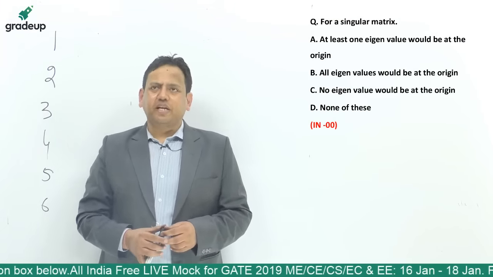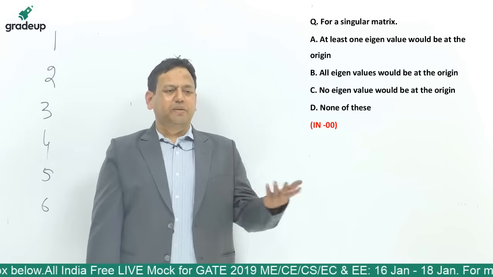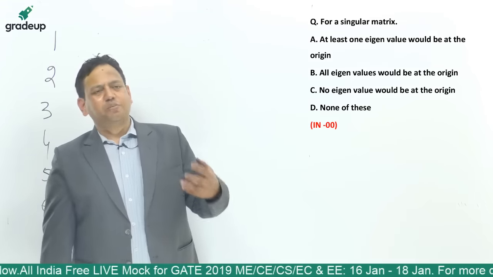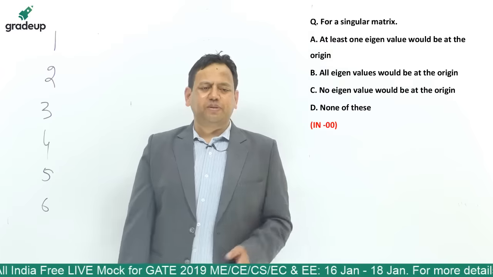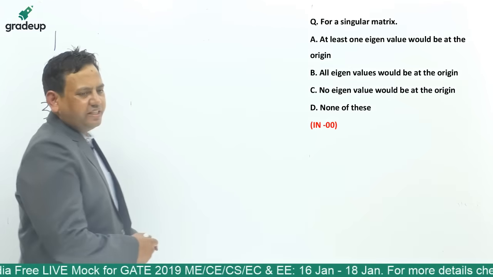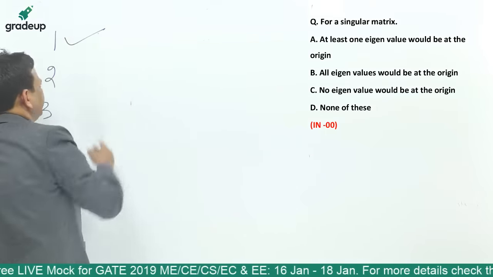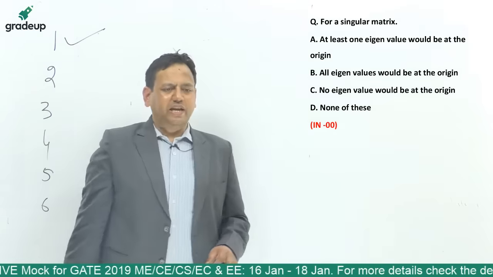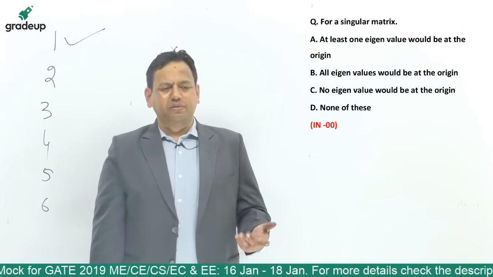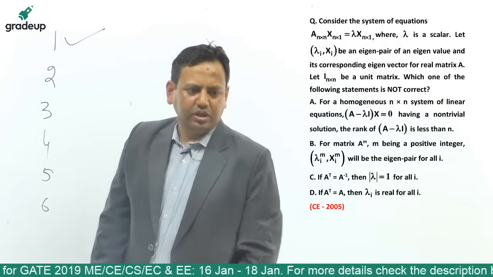For a singular matrix, what is the meaning of a singular matrix? The determinant is 0. If the determinant is 0, the product of the eigenvalues is 0. So at least one of the eigenvalues would be at the origin. Origin means 0. So A is the answer. All the eigenvalues would be at the origin? Wrong. No eigenvalue will be at the origin? No. Now try this one.